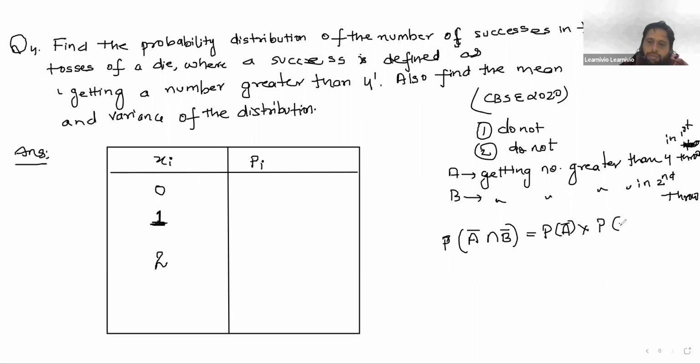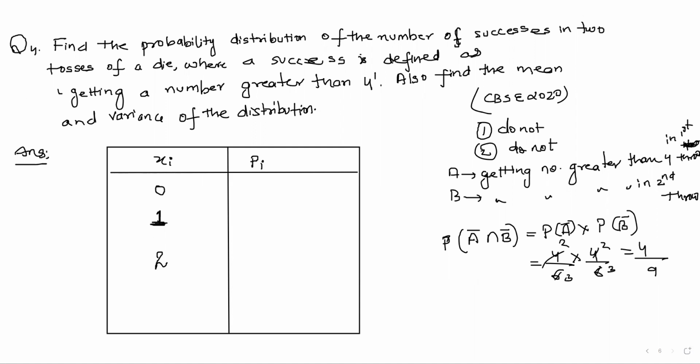So this is equal to P(A') into P(B') because it is an independent event. Hope you remember this formula: if two events are independent, then their complements are also independent. P(A') means you do not get a number greater than 4. So you can get a number 1, 2, 3, 4. So that means 4 by 6. Similarly, this one is 4 by 6. Cancel out 2, 3, 2, 3. So it is equal to 4 by 9.